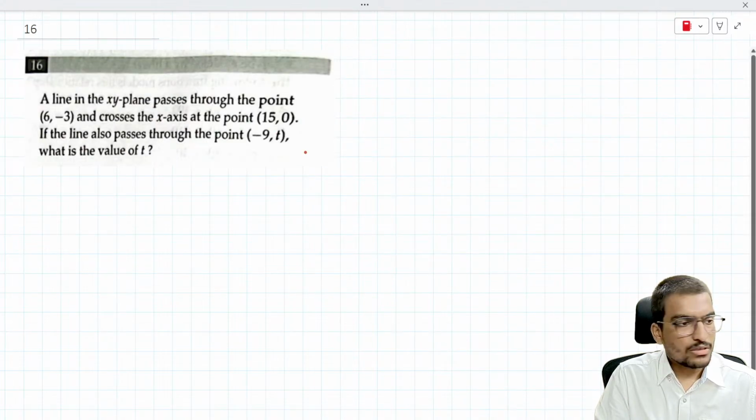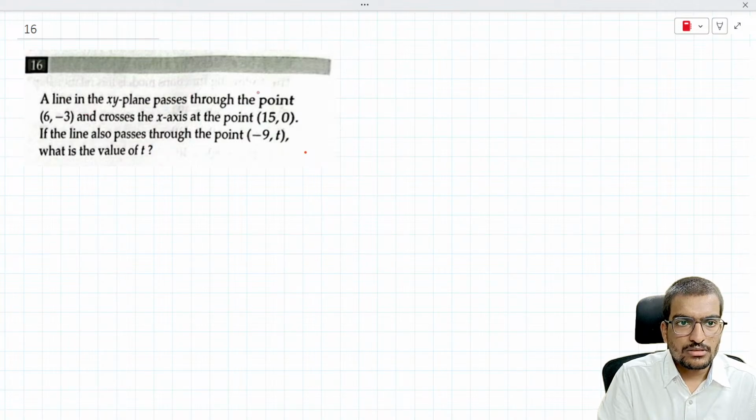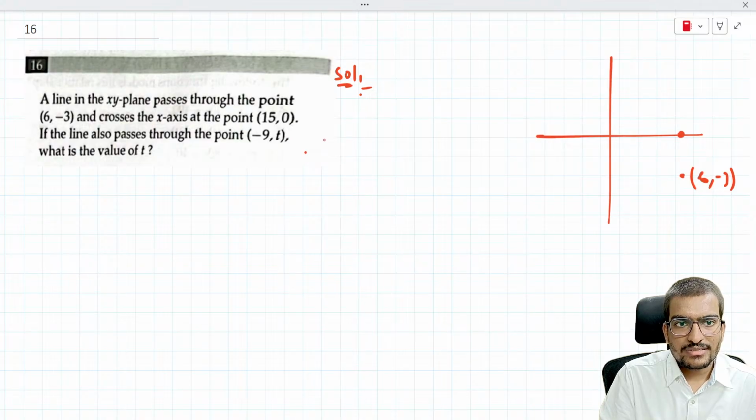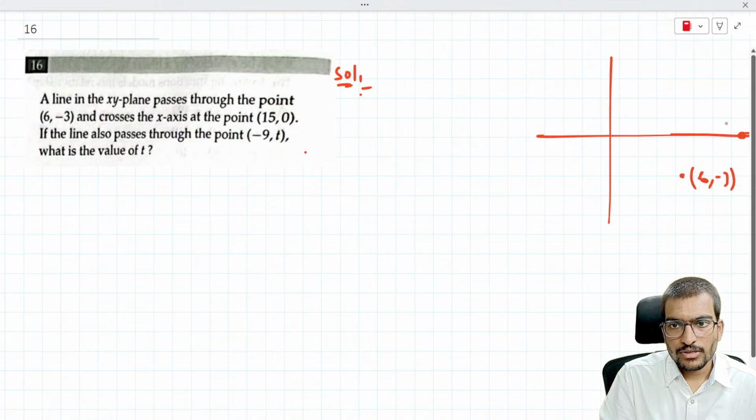Let's go to question number 16. A line in the xy plane passes through the point 6, negative 3. Just sketch it randomly to get a good idea about the question. 6 will be here, negative 3 will be here. So somewhere it is here, 6, negative 3. And it crosses the x-axis at 15, 0. Somewhere on the right the 15 will lie, like here. 15, 0.